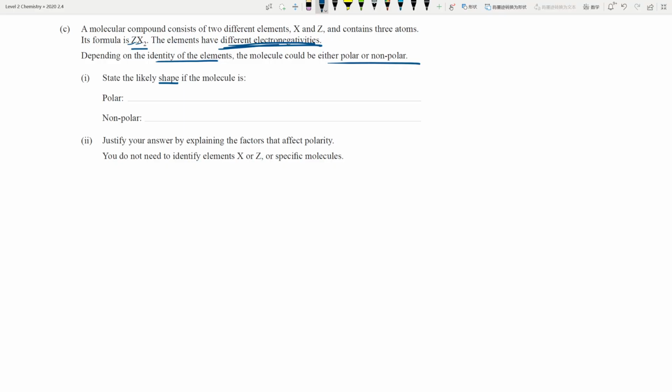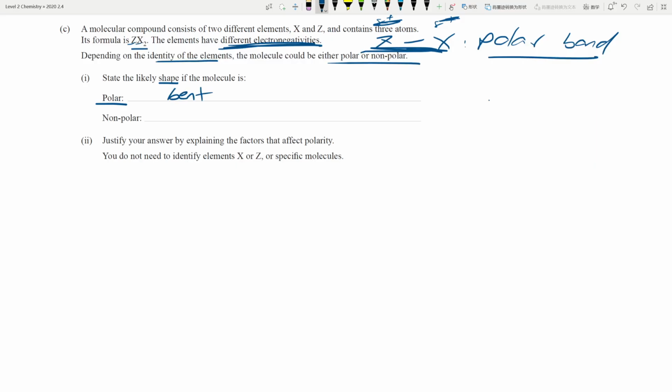So if you know they have different electronegativities, that means in the bonding between Z and X, one of them will be slightly positive, one of them will be slightly negative. Like it could be this is positive, this is negative, but it doesn't really matter. So that just means this is a polar bond. Okay, so this is a polar bond because they have different electronegativities, so they don't share electrons equally. So if they don't share electrons equally, then we have two possibilities. If we have a polar molecule, that means these bonds won't cancel each other out, so you have a bent shape. And I'll use SO2 as an example.